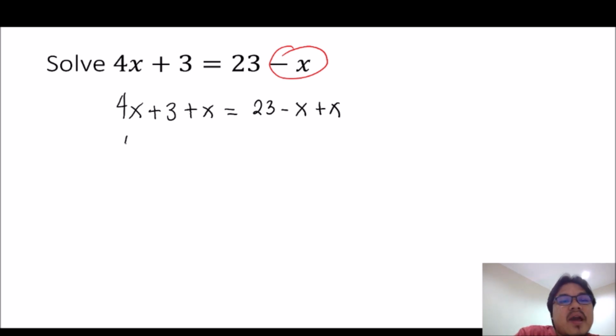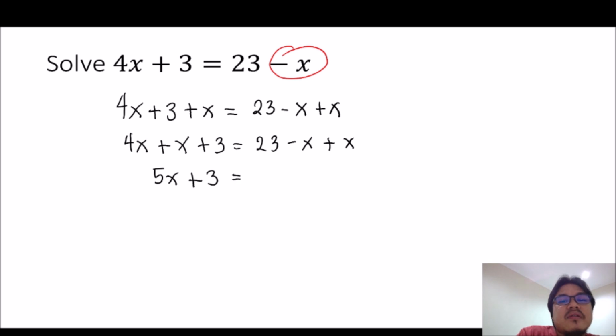Okay, so I will write the like terms beside each other so that it will be easy for you to combine like terms. So 4x plus x is 5x. Bring down 3 equals. So minus x plus x is just 0. So cancel this. What will stay on the right-hand side is only 23. So 5x plus 3 equals 23 can be solved by applying the steps in solving two-step equations.